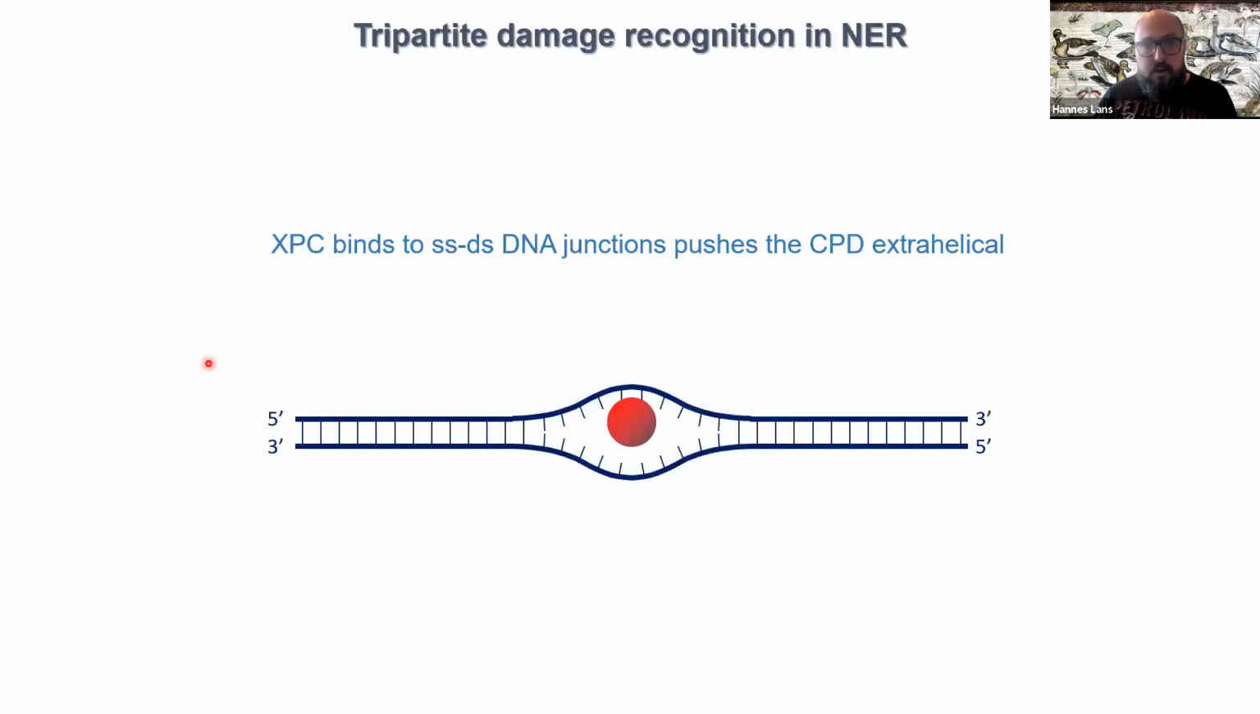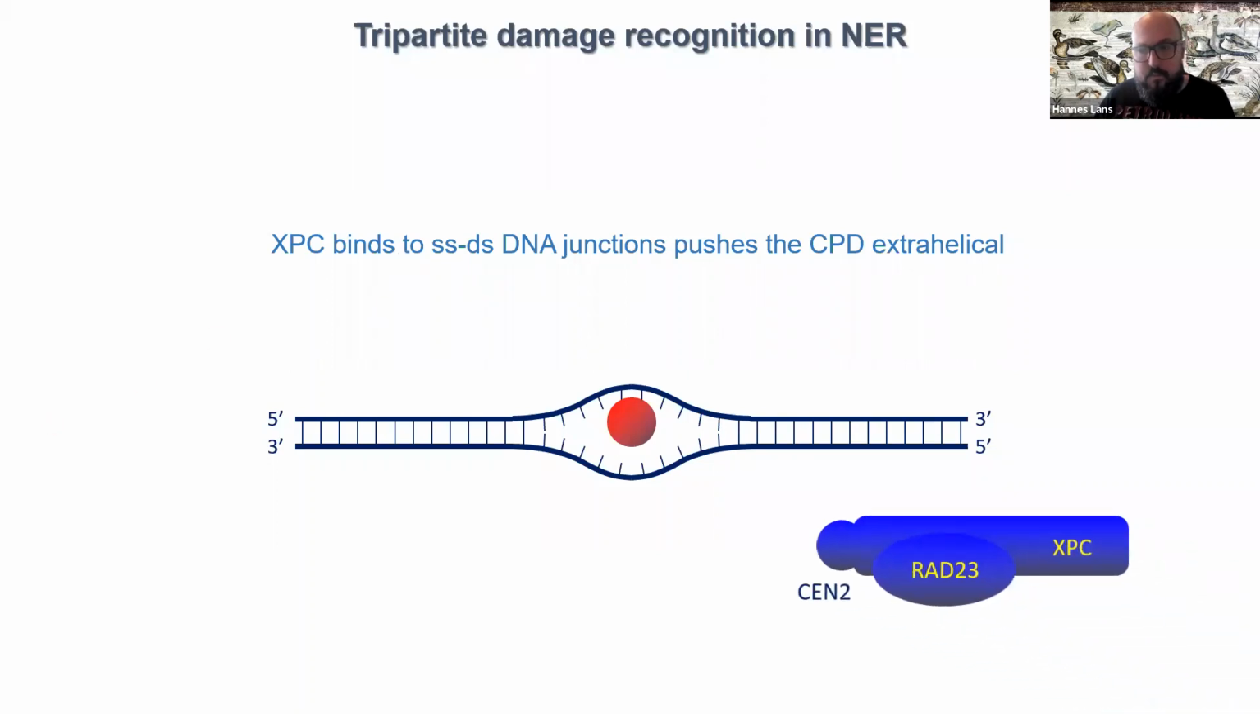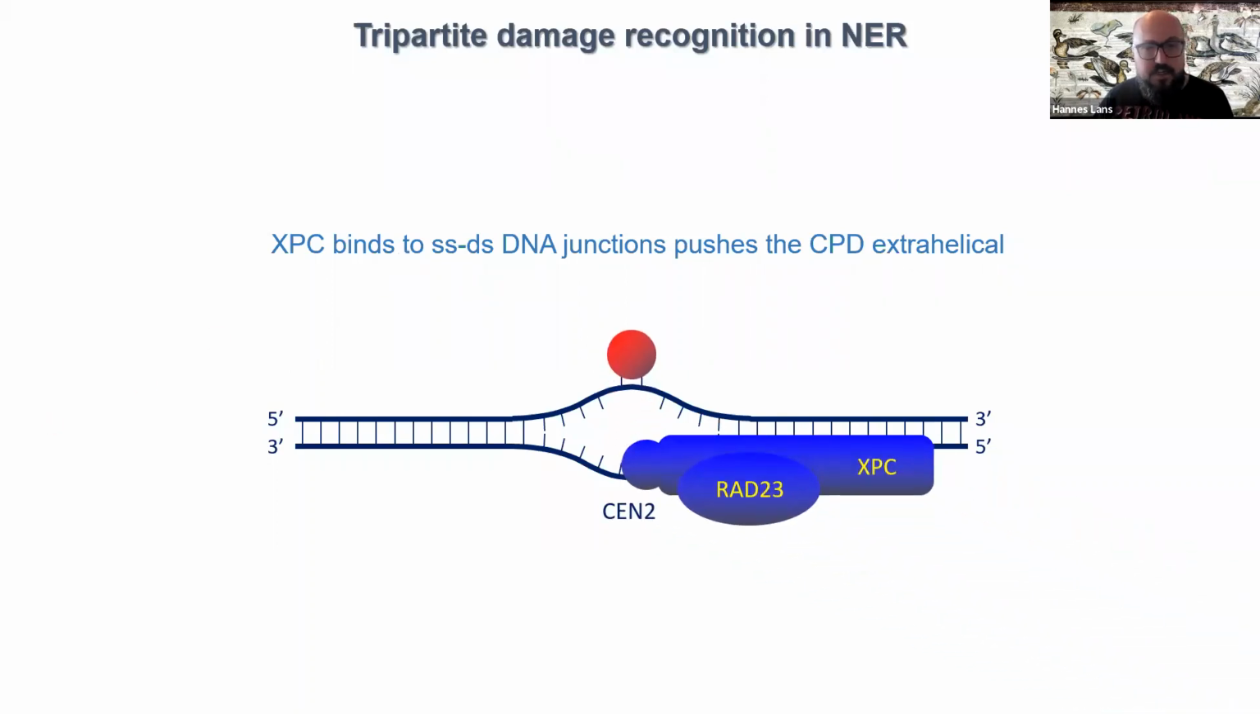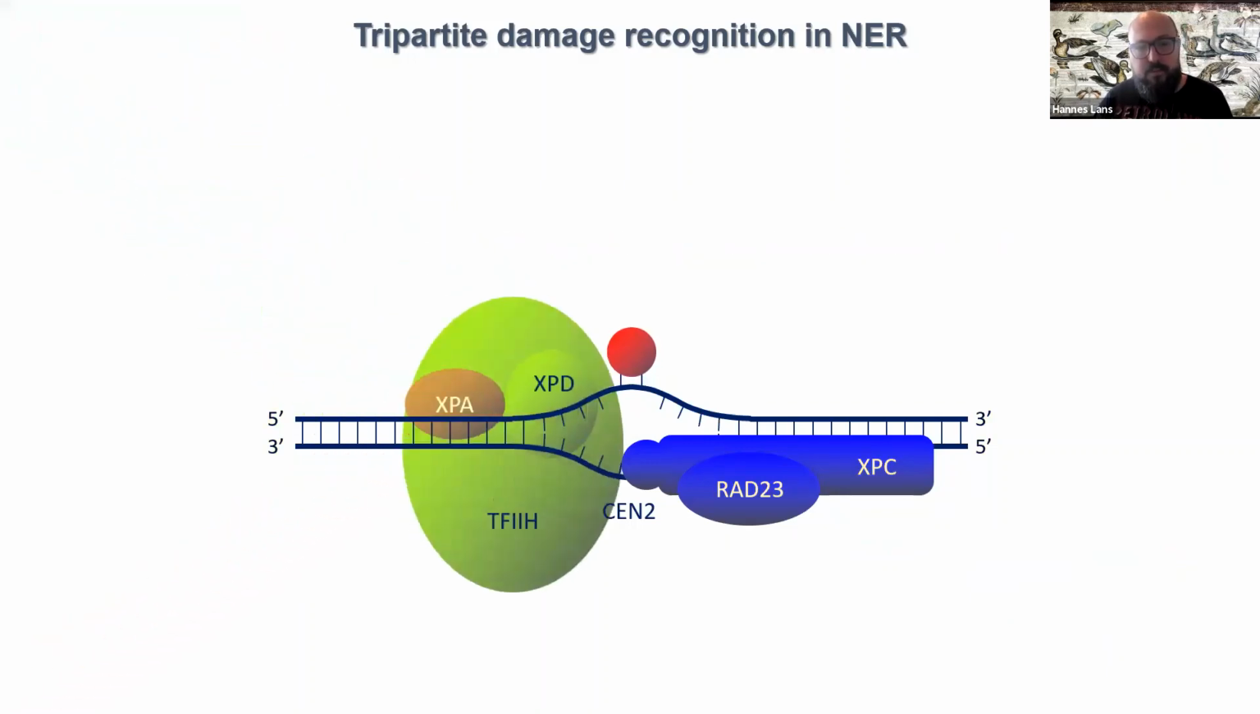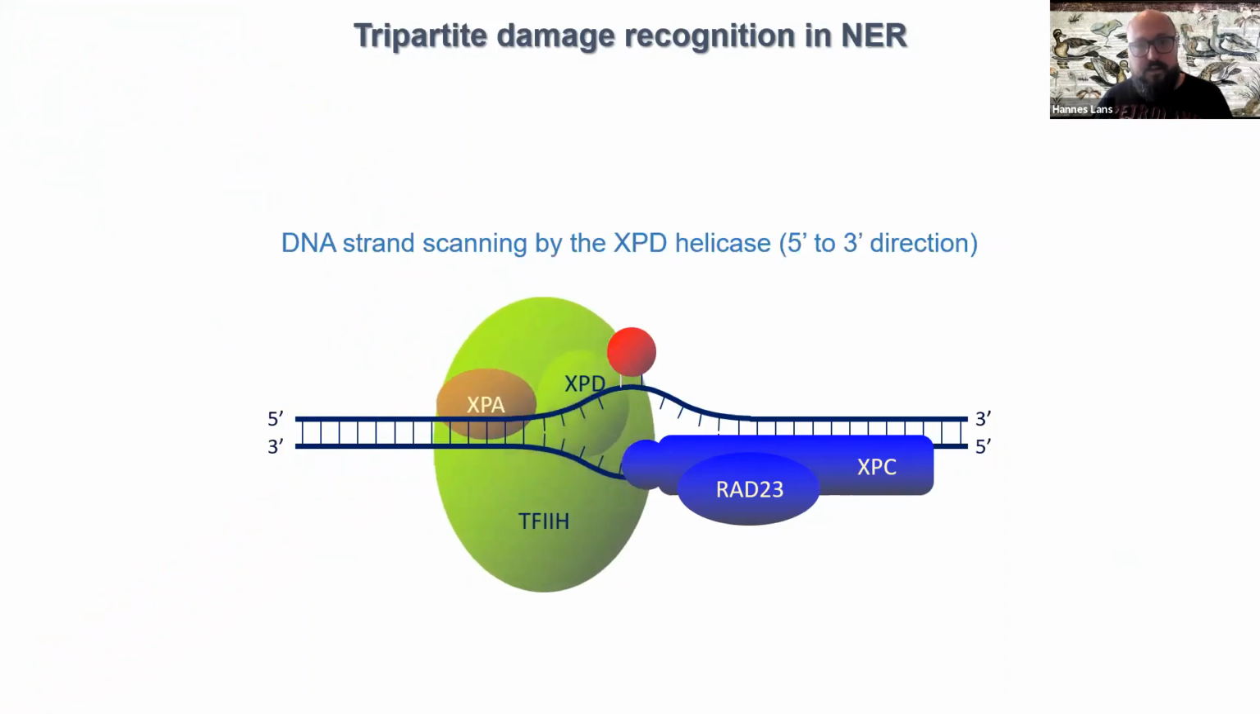So in this way, the idea is that there's a tripartite damage recognition step in nucleotide excision repair, in which first XPC searches the DNA looking for any damage, which you can see in this animation. It flips out the damage then, and then comes the second complex, the TFIIH complex, together with XPA, which then scans along the DNA until it finds the damage.